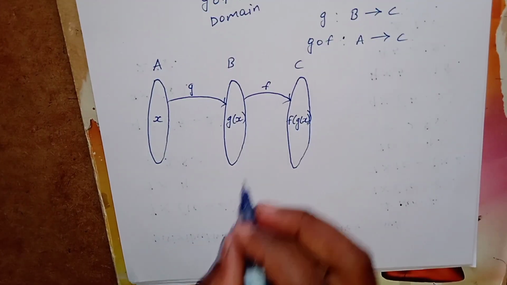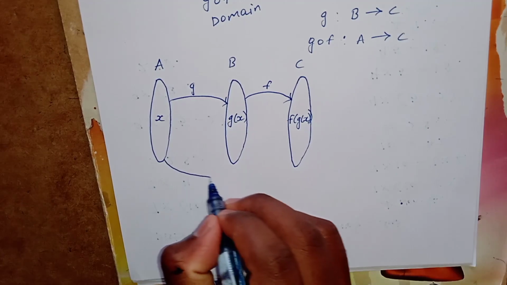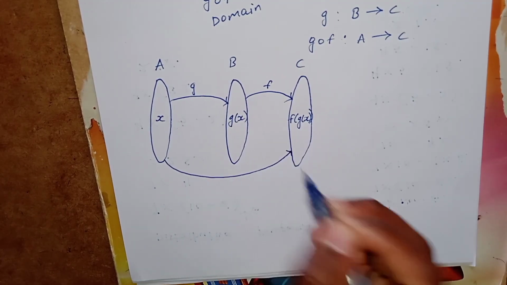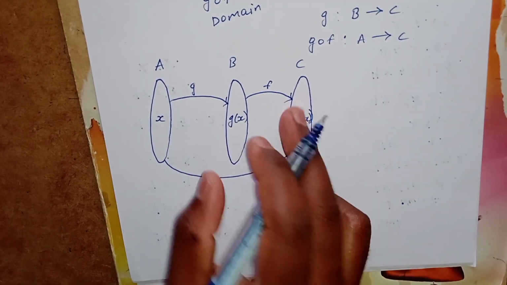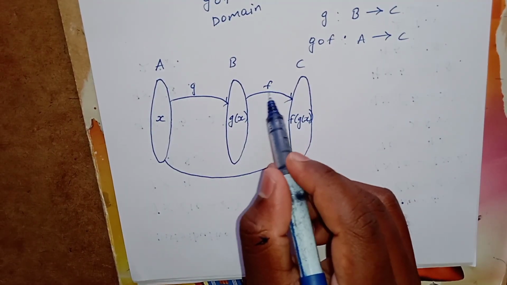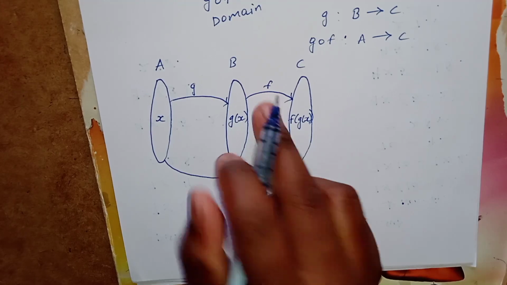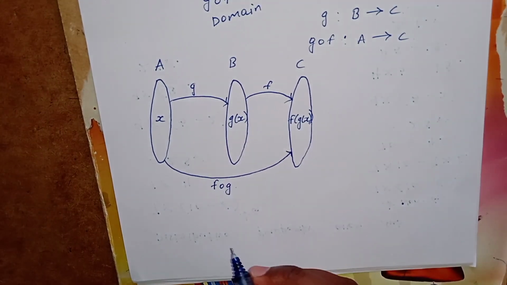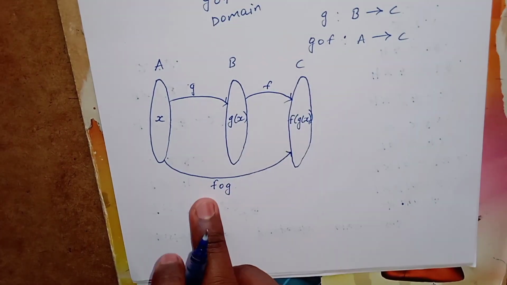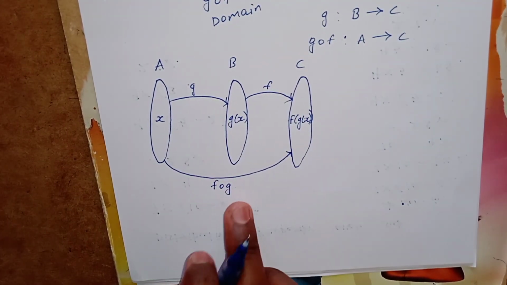Next here a related to c. I have already told you, a related to c means you have to see the second term. f. Therefore here f o g, fog. The second term comes first. f o g, fog.